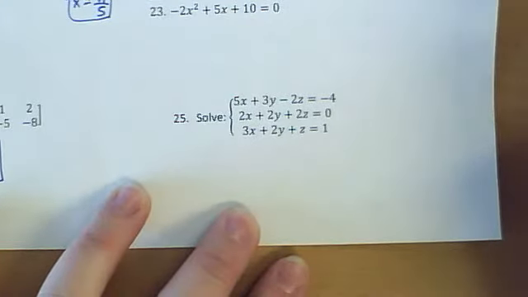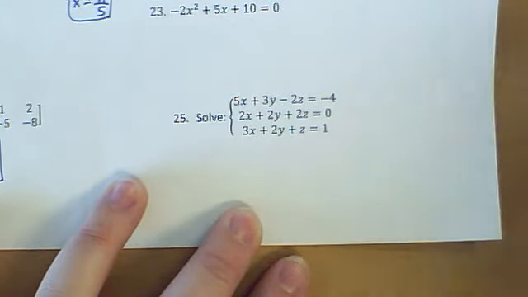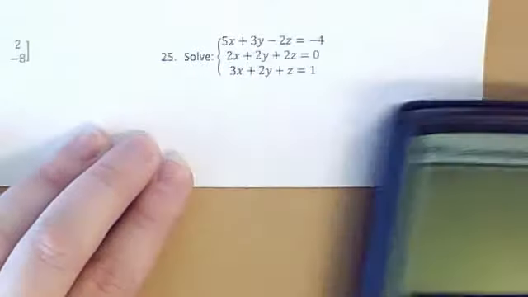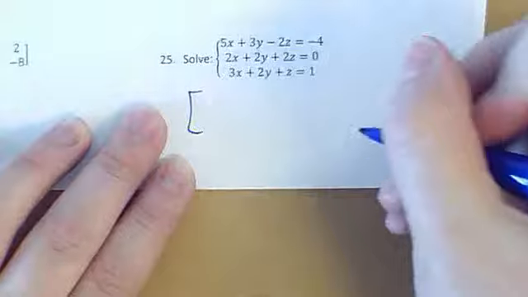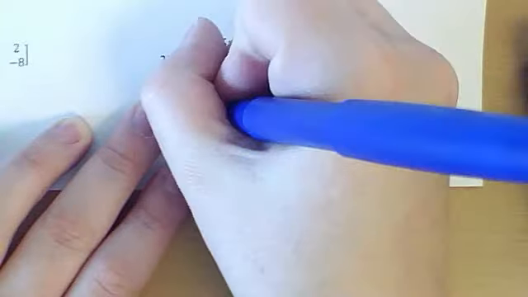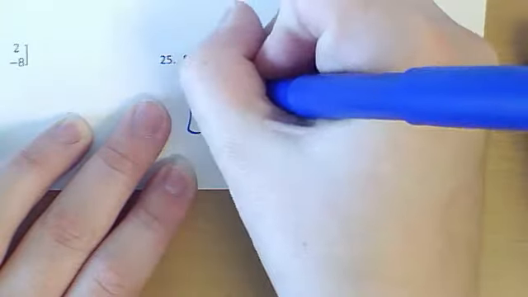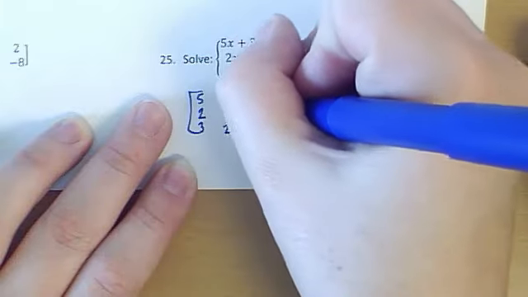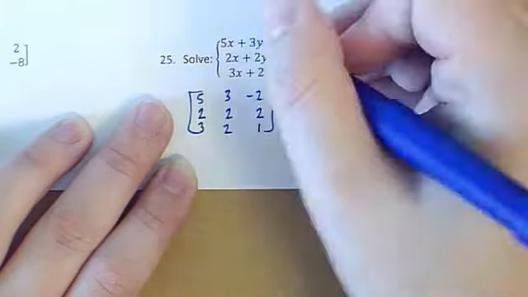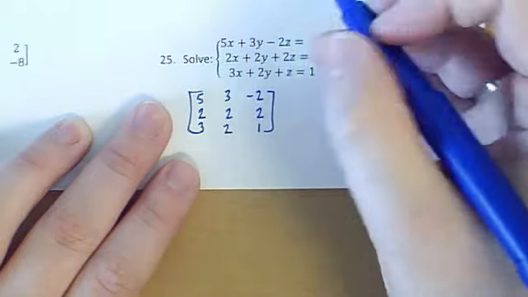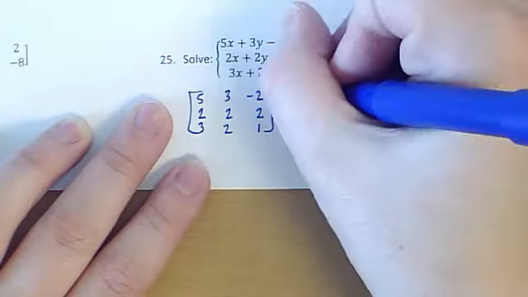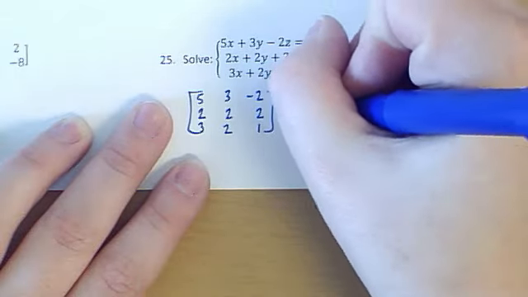Okay, on 25, if we set this up in a matrix, the coefficients are going to be one matrix. So 5, 2, 3, 3, 2, 2, negative 2, 2, 1. So don't forget the negatives if they're a minus. And then to find the x, y, and z, I'm going to take the inverse of that and multiply it by negative 4, 0, 1.